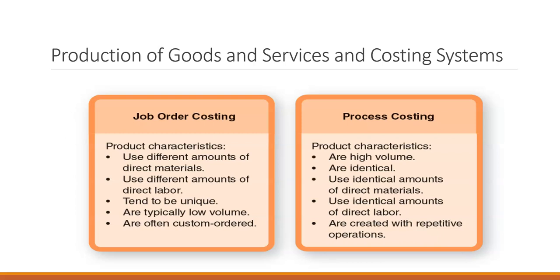In job order costing, we have different amounts of direct materials for each job. We use different amounts of direct labor on each job. They're unique products or services. We have low volume, and they're often custom ordered or specific to the client who has ordered the product or service. In process costing, our products are identical. We have an identical amount of direct materials and direct labor that get used in each product. We have repetitive processes or operations that look identical across every product line, and we create high volume.